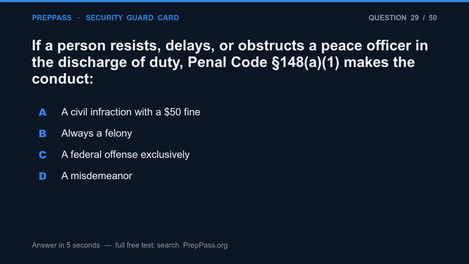Question 29. If a person resists, delays, or obstructs a peace officer in the discharge of duty, Penal Code Section 148A(1) makes the conduct A. a civil infraction with a $50 fine. B. Always a felony. C. A federal offense exclusively. D. A misdemeanor.